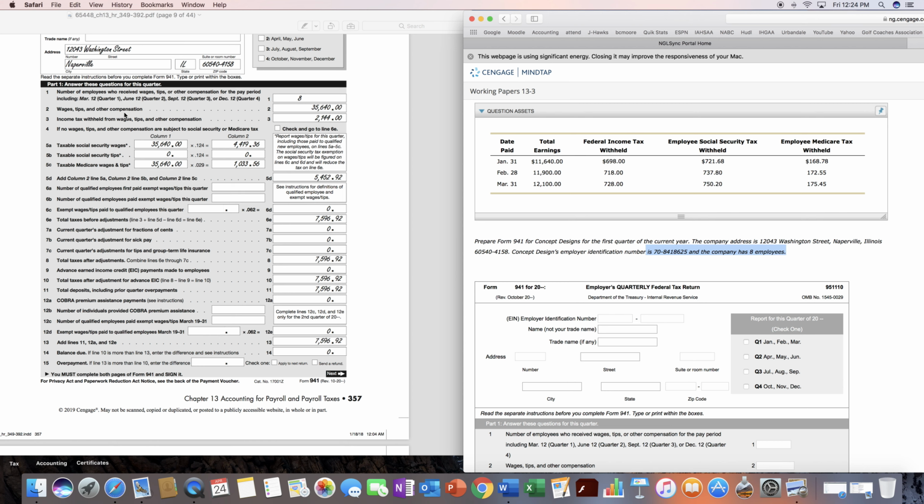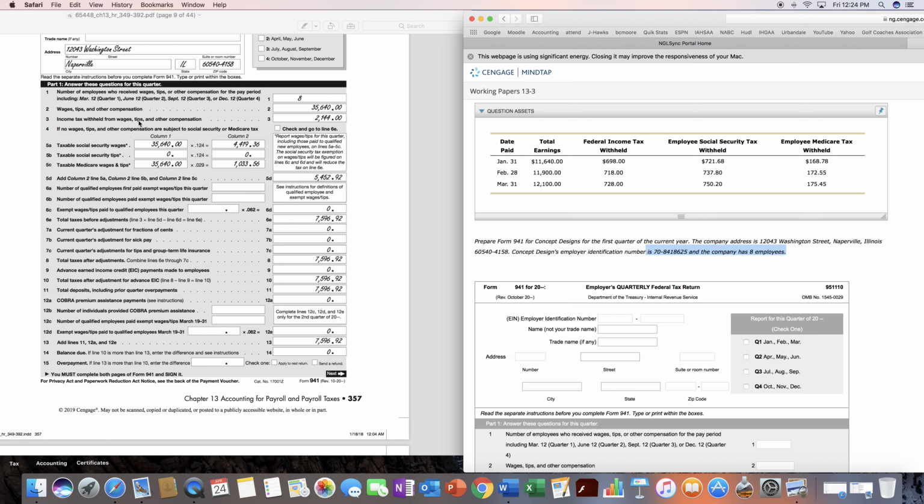Line 2 says wages, tips, and other compensation. This 35,640 number is adding up your total earnings for the quarter. The quarter meaning 3 months, January, February, March. Add these 3 numbers up, and it gets you 35,640.